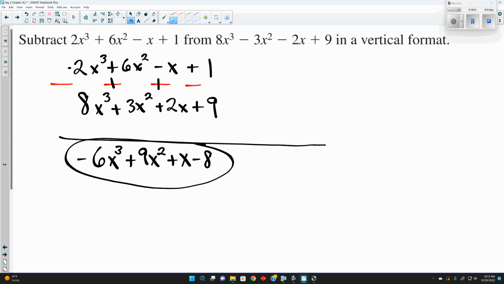And that's it there. Questions on this here? The way that we subtract horizontally or vertically really doesn't make a big difference. I think for some it's easier to keep track of the signs when we do it vertically than it is horizontally. Any questions on this here?